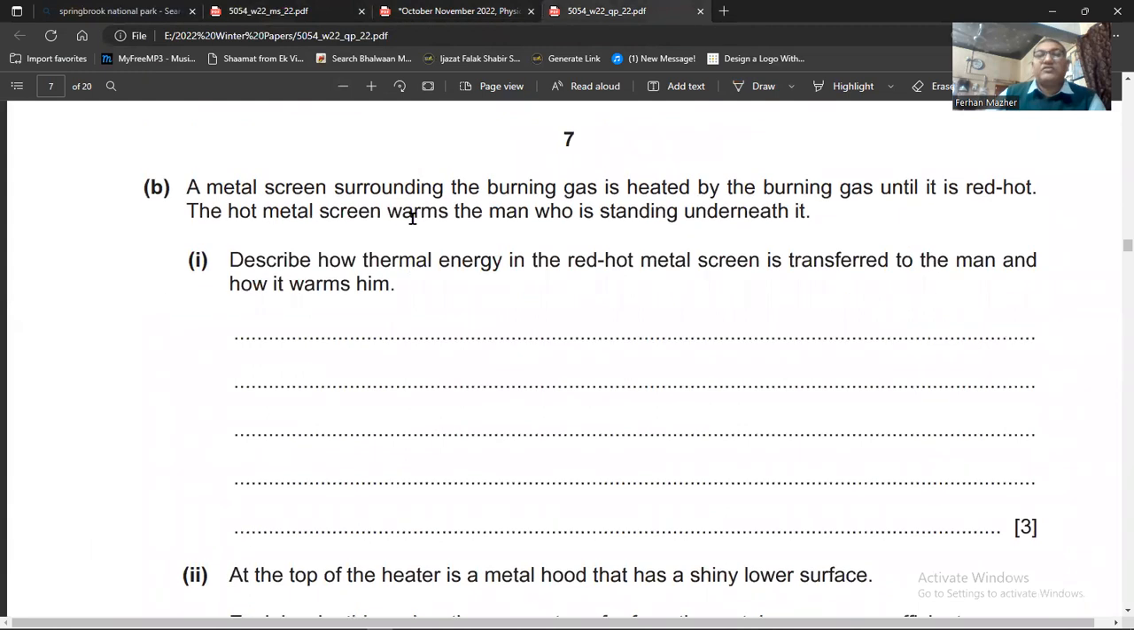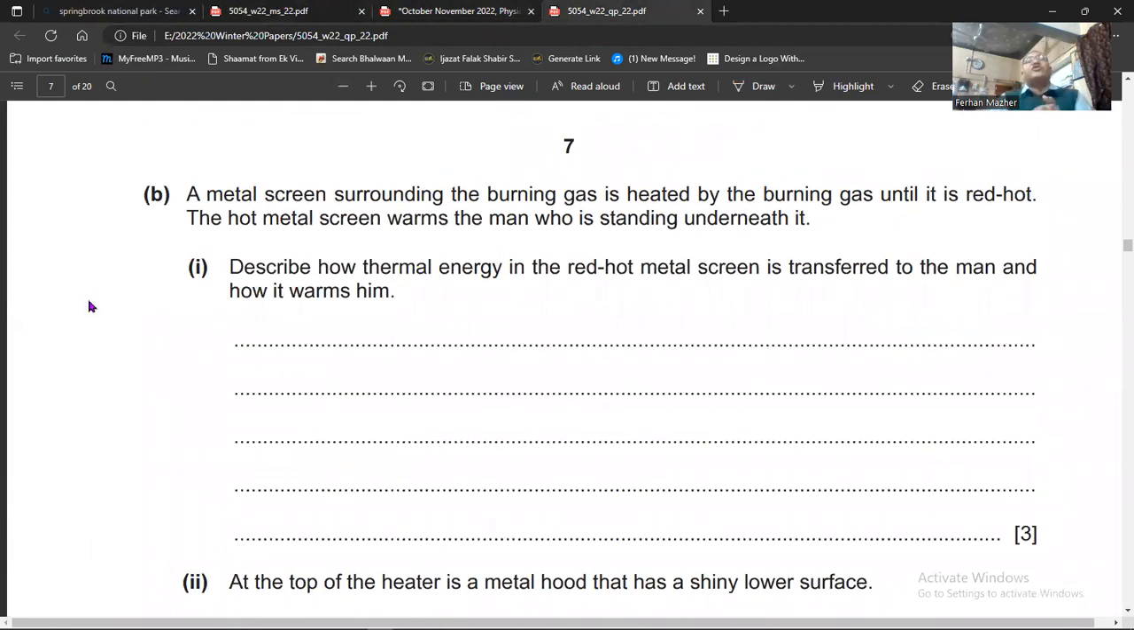Then question number 3 is the B part. A metal screen surrounding the burning gas is heated by the burning gas until it is red hot. The hot metal screen warms the man who is standing underneath it. Describe how the thermal energy in the red hot metal screen is transferred to the man and how it warms him.